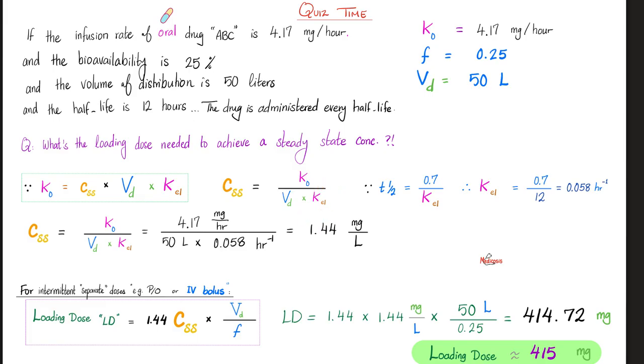Do you have K elimination? No, but I can get it for you. 0.7 over the half-life equals 0.058. And I already know that the volume of distribution is 50 liters and that the rate of infusion is 4.17. Now it is over. 1.44 times 1.44 times 50 over 0.25. Liter is going to go with the liter and you will end up with 415 milligrams. That's the loading dose. You should load your patient with a big single dose of 415.